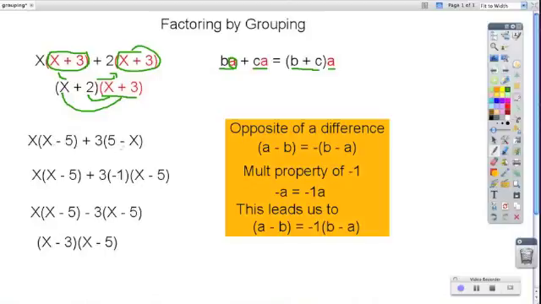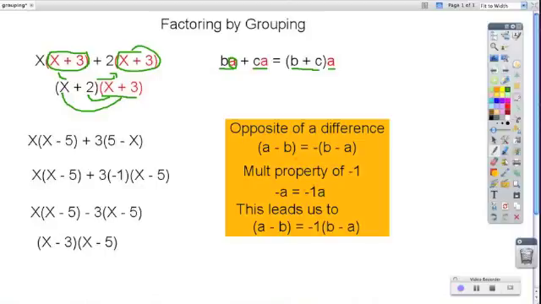This one involves minus signs. But before we do that, let's review the opposite of a difference property. It says that A minus B is the same thing as the opposite of (B minus A). The opposite of B is the opposite of B, and the opposite of A is A. Also remember the multiplicative property of -1: the opposite of A equals -1 times A.